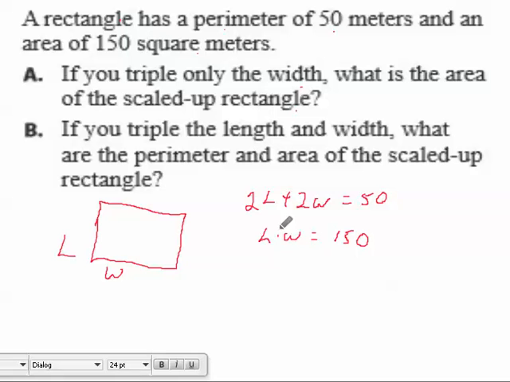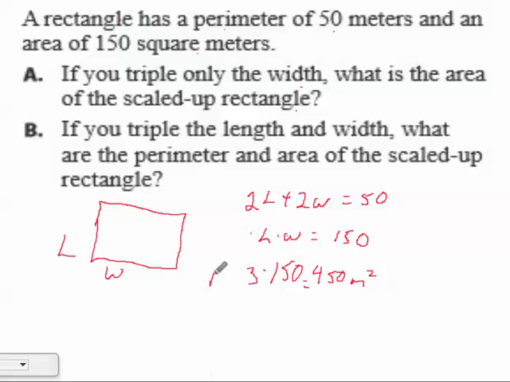Remember, what are we doing there? We're multiplying the width times 3. So we'd multiply this by 3. It'd be 150 times 3, or 450 meters squared. That would be the answer to A. Because see, we tripled the width. That meant you tripled the area.